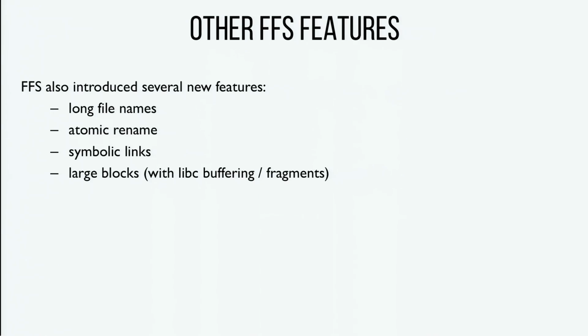Okay. So those were really the main innovations of FFS, that they handled the free list better and they have these cylinder groups. But they did a bunch of other things as well. So they supported long file names. So instead of having just 8-character names, it could be arbitrarily long. They can do atomic renames, which we'll talk a bit more about next lecture, that it's going to be important that we can do some operations atomically.